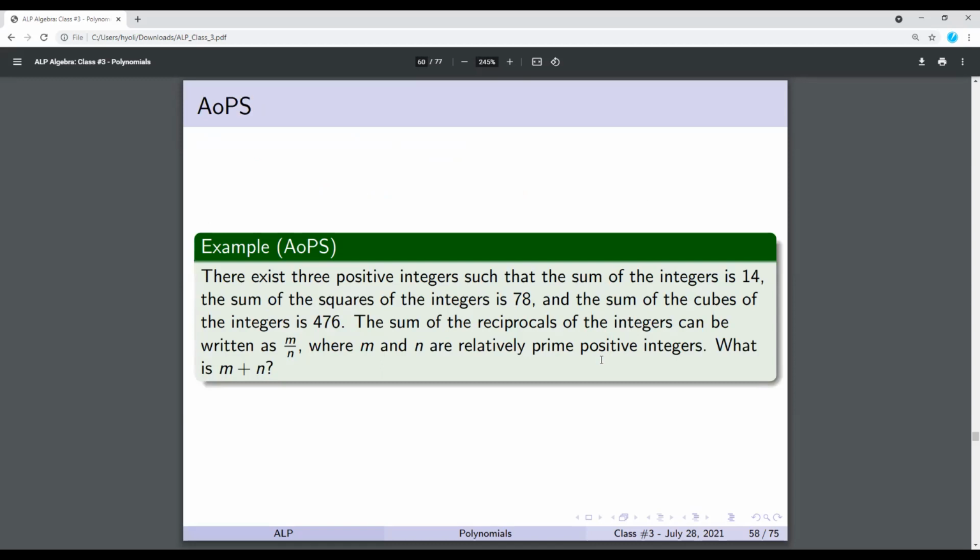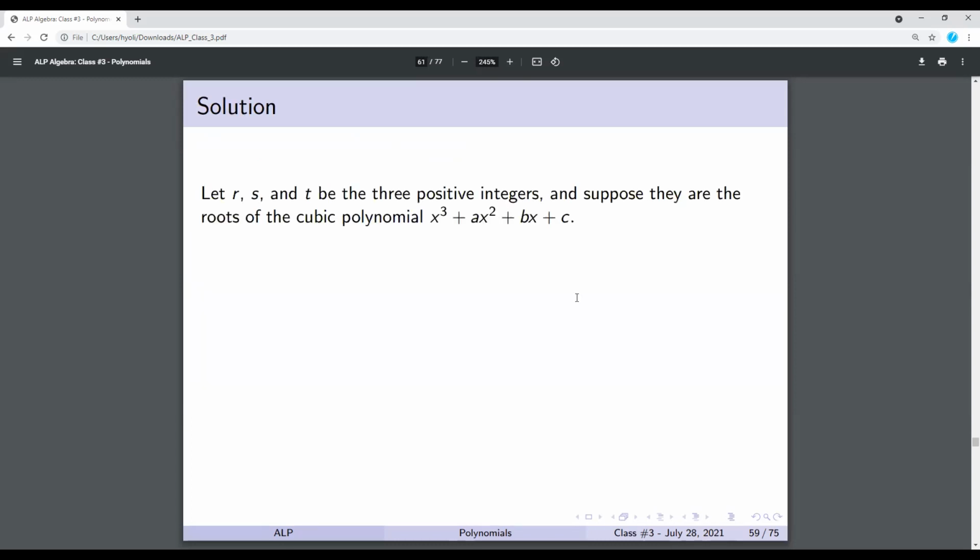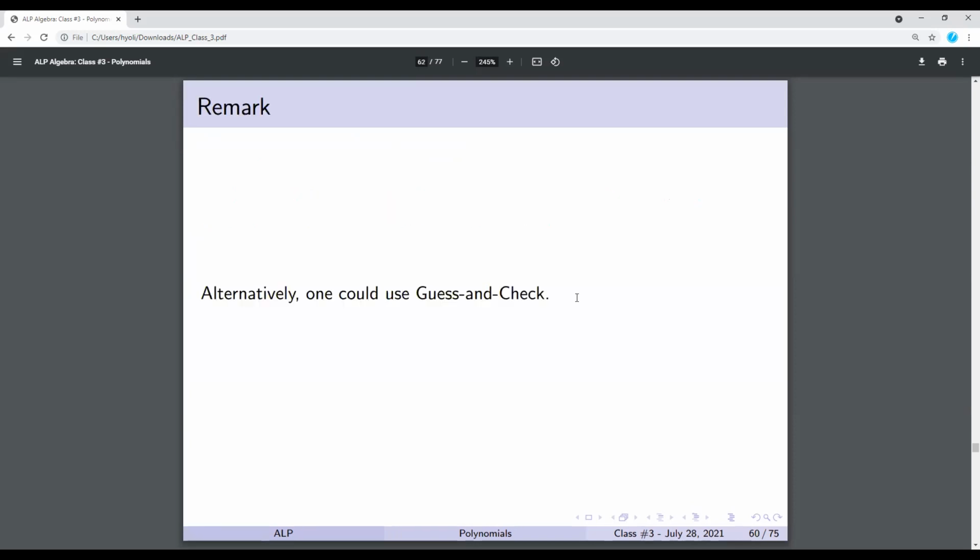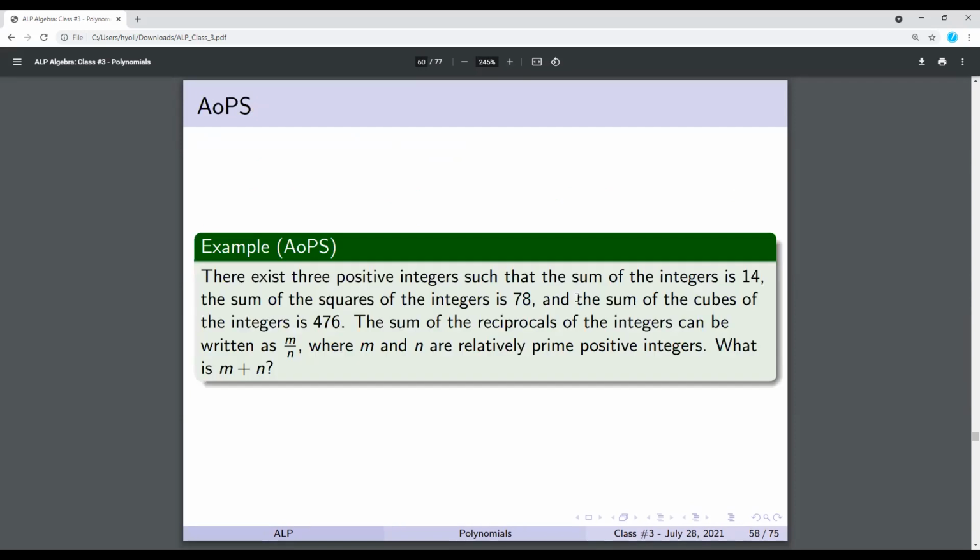Now we have another example from ALPS. There exist 3 positive integers such that the sum of the integers is 14, the sum of squares is 78, and the sum of cubes is 476. The sum of the reciprocals of these integers can be written as m over n. What is the value of m plus n? So let r, s, t be the 3 positive integers. Suppose they are roots of a cubic polynomial, x cubed plus a x squared plus bx plus c.